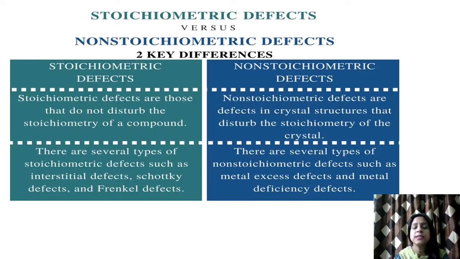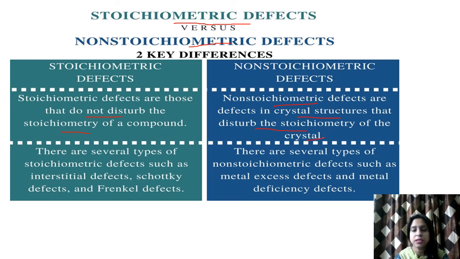Last one is: what is the difference between stoichiometric and non-stoichiometric defects? So the basic difference is that stoichiometric defects do not disturb the stoichiometry of a compound. जैसे हमने बात करी थी previous video में, Frenkel defect, Schottky defect, interstitial or vacancy defect, these do not disturb the stoichiometry of a compound, but in non-stoichiometric defects, the crystal structures disturb the stoichiometry of the crystal.